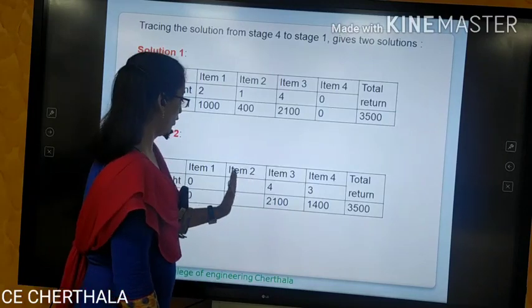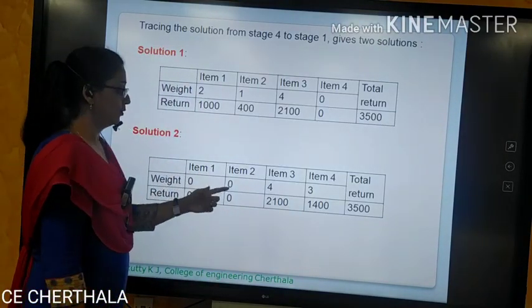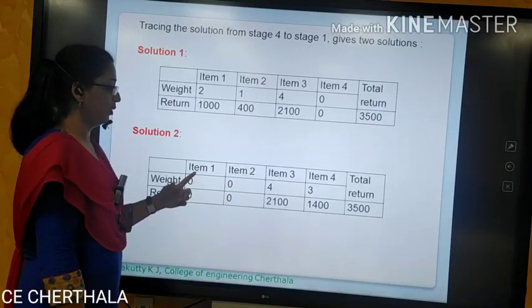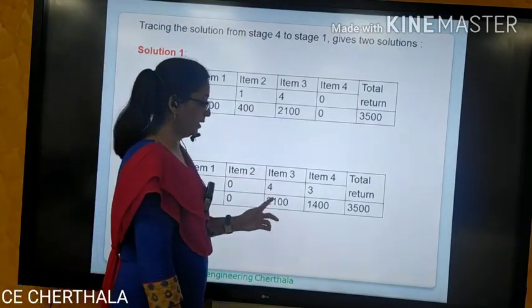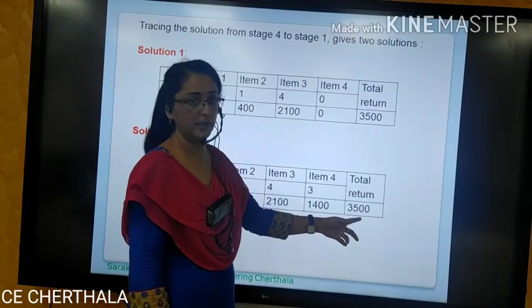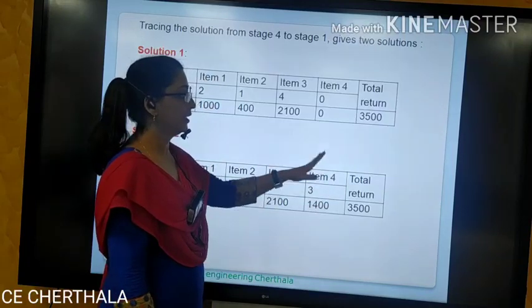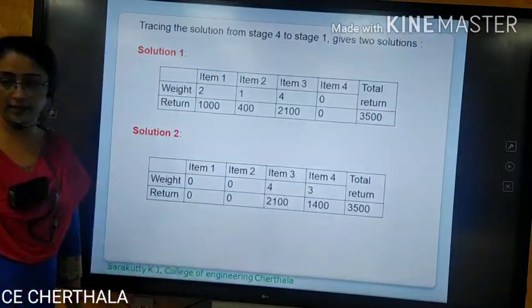So no more items we can select. Therefore, item number 2 is 0, item number 1 is also 0. Here also the return is 2100 plus 1400, 3500. So in both the cases the return is same, rupees 3500. Okay, thank you.